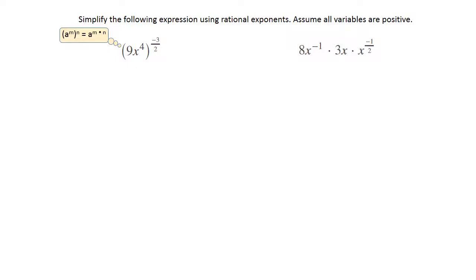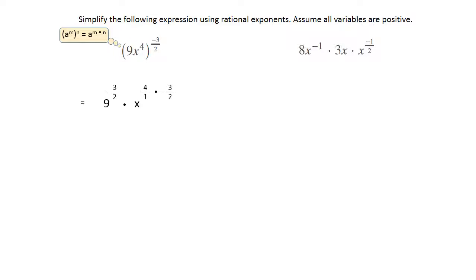But we're not going to do that at the very beginning because we're going to look inside those parentheses and see that the 9 is by itself. So we need to raise the 9 to the negative 3/2 power all by itself. Then we're going to take the x and raise that to the negative 3/2 power by multiplying. I'm going to write that out as two fractions because I am going to multiply the two fractions by hand. So we've got 9 raised to the negative 3/2 power times x raised to the 4/1 times negative 3/2.